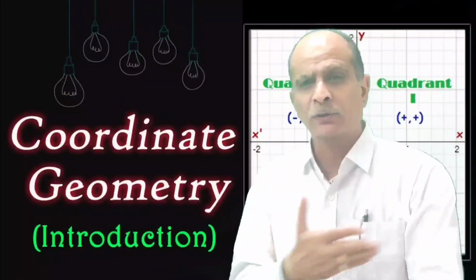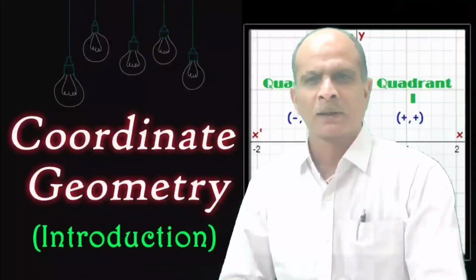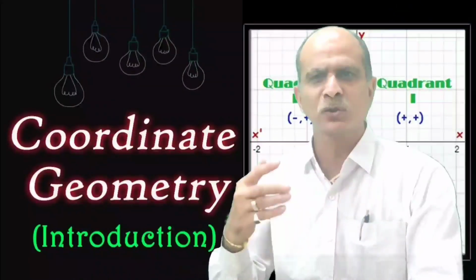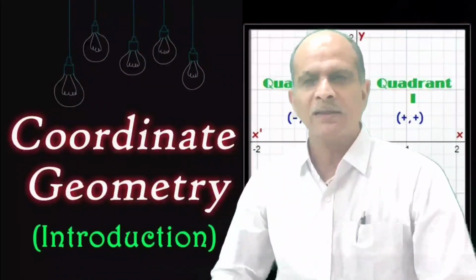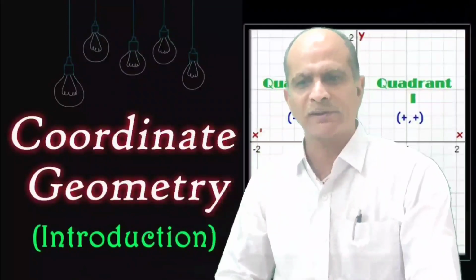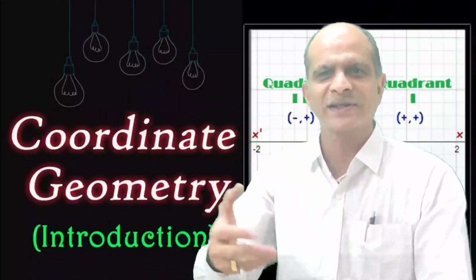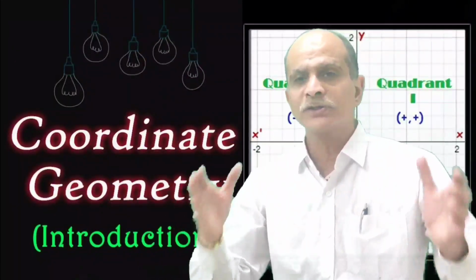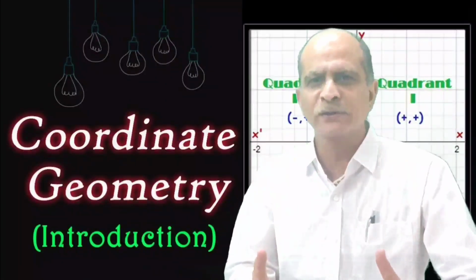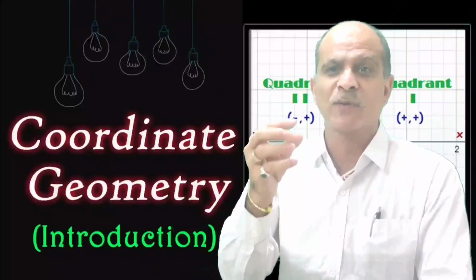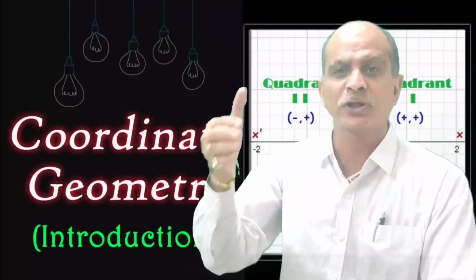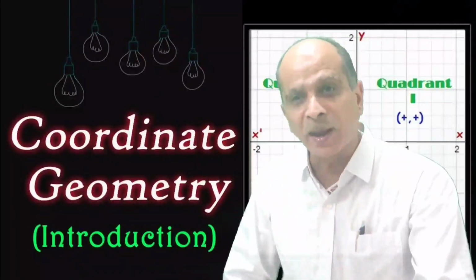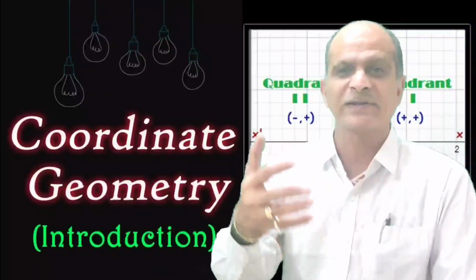So, if we draw two perpendicular lines, it divides the plane into four parts. Each and every part is known as a quadrant. And the plane with these four quadrants is known as the Cartesian plane, or the coordinate plane. This coordinate geometry is very useful to find the position of an object, or the position of any place. And that's why in the GPS system and Google Map, they are using coordinate geometry.